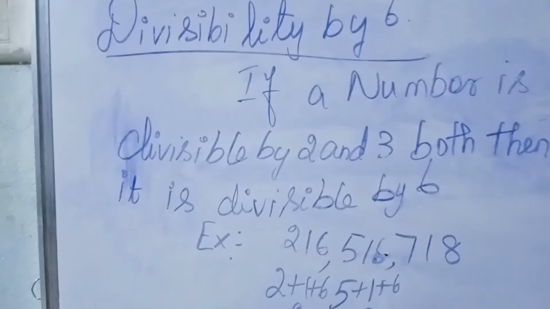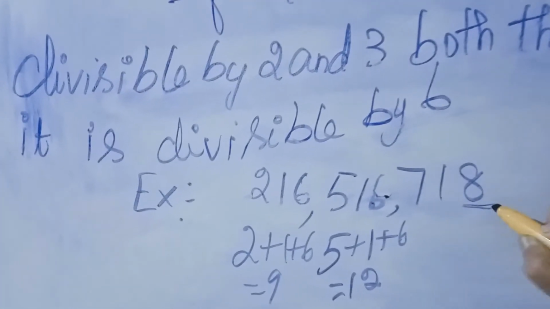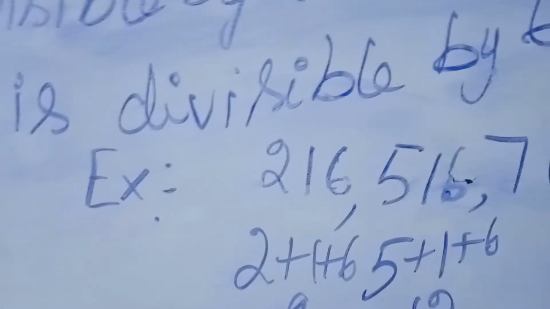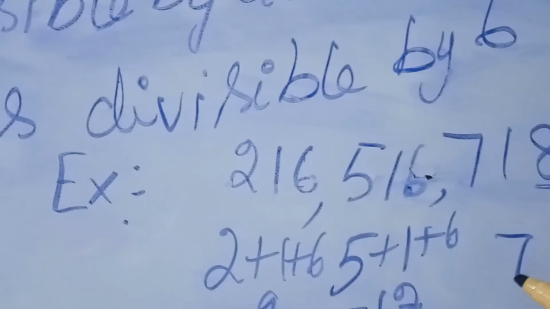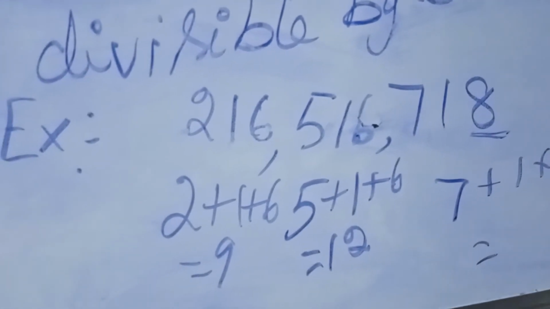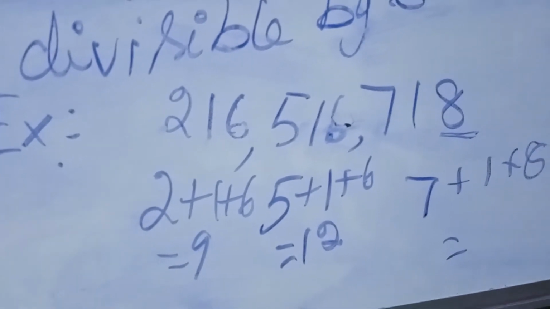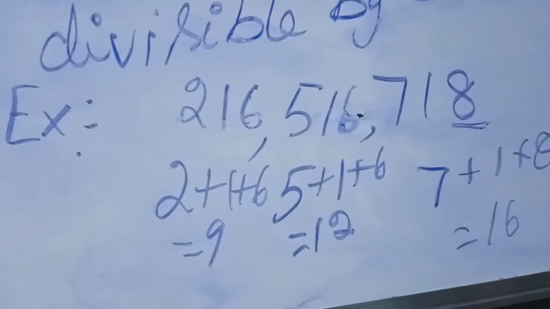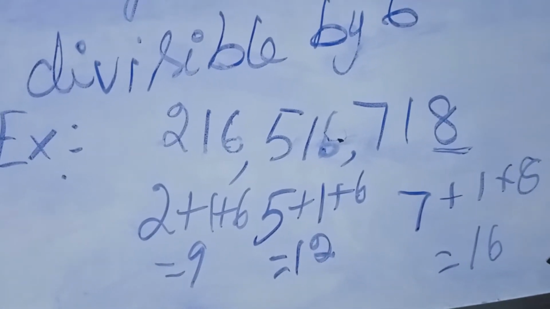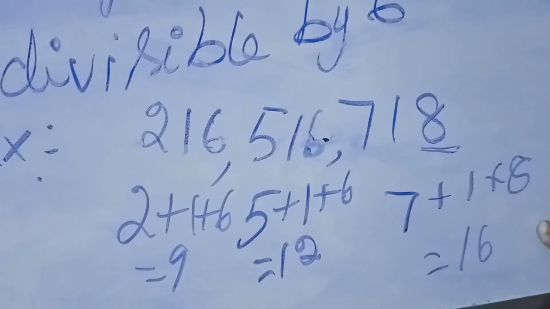Okay. Now this one, 718. It is divisible by 2. Yes, because the ones place is 8. Okay. Now you can check whether it is divisible by 3. 7 plus 1 plus 8: 7 plus 1 is 8, 8 plus 8 is 16. Is 16 a multiple of 3? No. So it is not divisible by 3.